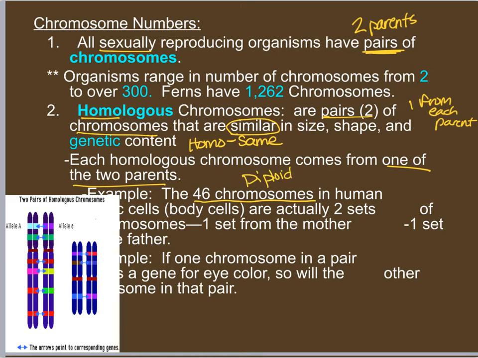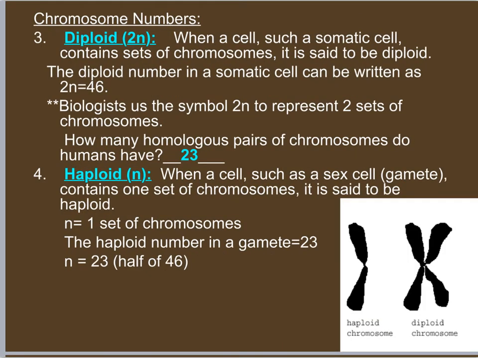Okay, so that means in my body, in my skin cells, I have 23 chromosomes from my mom and 23 from my dad. So that makes 46 chromosomes in every one of my body cells. That is homologous chromosomes. That brings us to diploid and haploid.